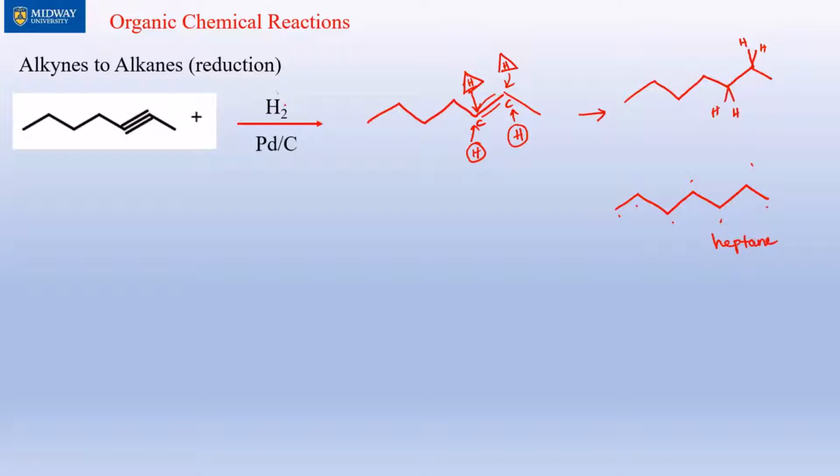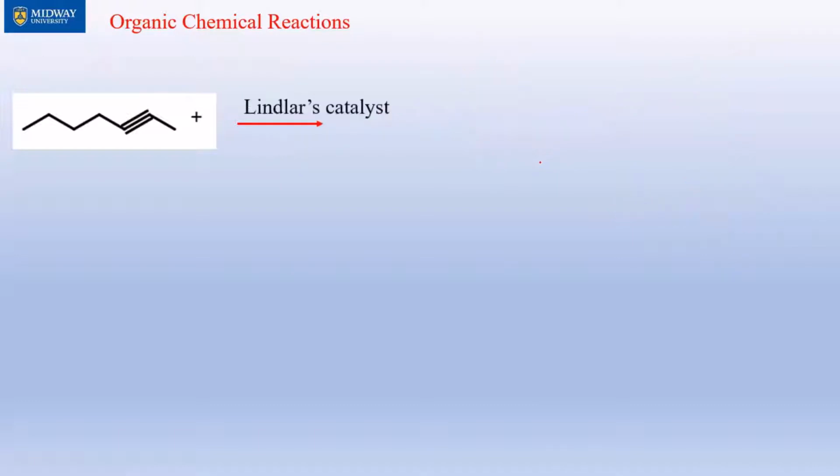Again, this is a reduction because our reagent is hydrogen rich. But what if I don't want to go all the way to alkanes and I want to control the reaction to be stopped only at the alkenes? This is also reduction, but when you see Lindlar's catalyst, you do not go all the way. You stop, you go from a triple bond to a double bond, and you stop there. In other words, you're only adding 1 pair of hydrogen.